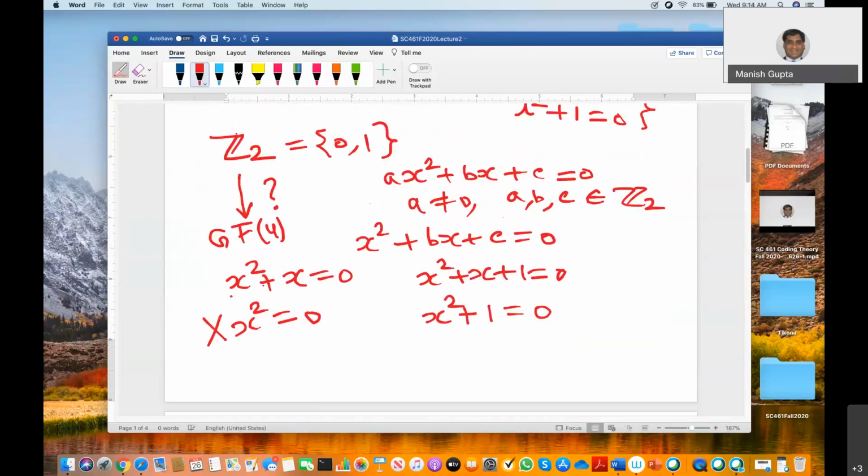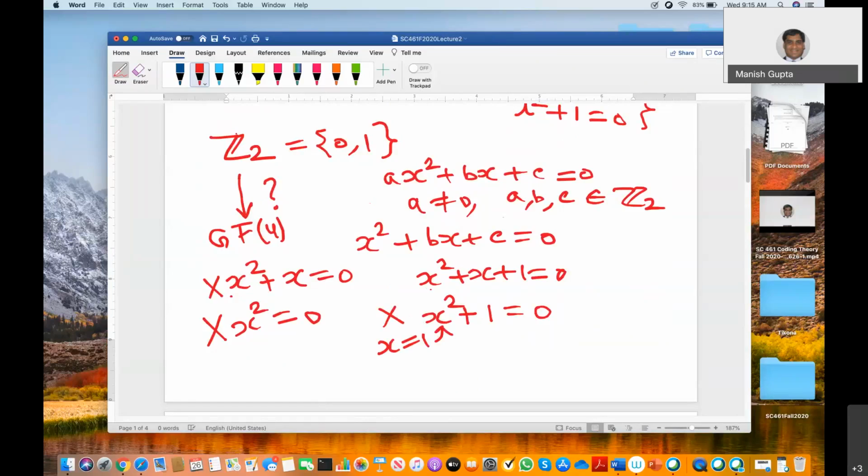What about this equation? x square plus x plus 0. Here also x equal to 0 is a root, right? This is also not going to work. What about this equation? x square plus 1 is equal to 0. We know that x equal to 1 is a solution here, right? If we put x equal to 1, 1 plus 1 is 0. So this is also not going to work.